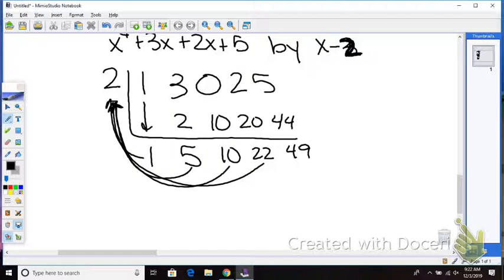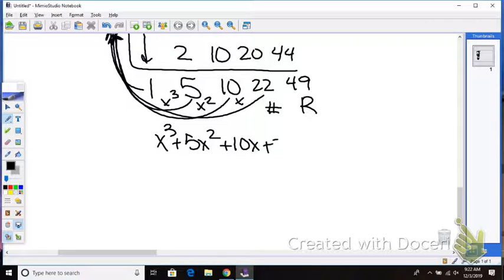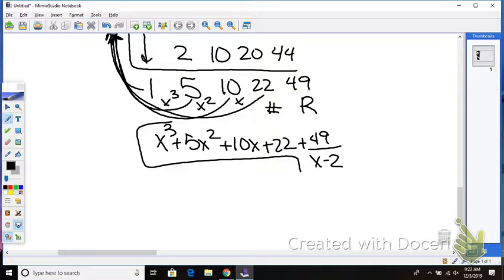Okay, and just so you know, we have the r, the number, the x squared, and the x cubed. So I've got x cubed plus 5x squared plus 10x plus 22 plus 49 over, what did we divide by? X minus 2. Thank you. And that's your answer. Easy enough?